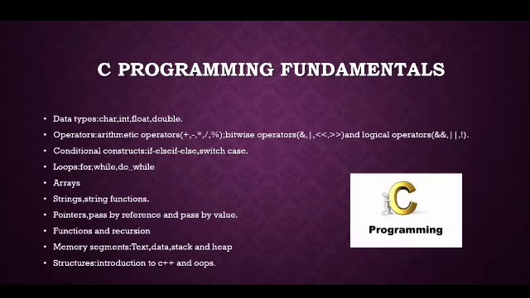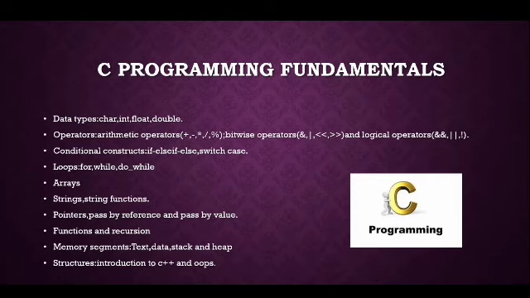At first we learned about the C programming fundamentals. In C there are data types. They are character, int, float and double. Character holds character values and the integer holds integers. Float holds decimal values and double holds large numbers, integer values.